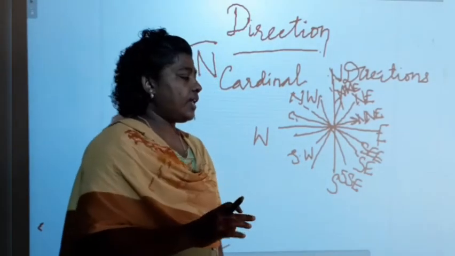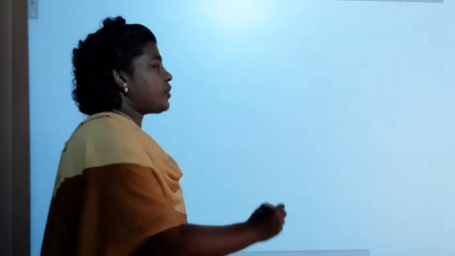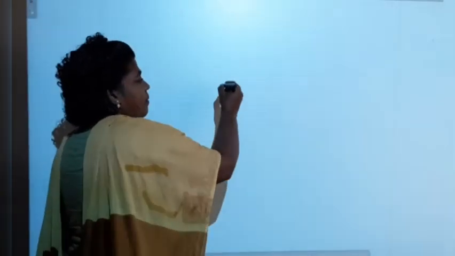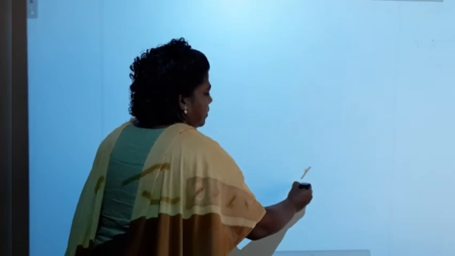Did you understand, children? See, how to measure direction. For example, there are two places. The first place you can take as X.